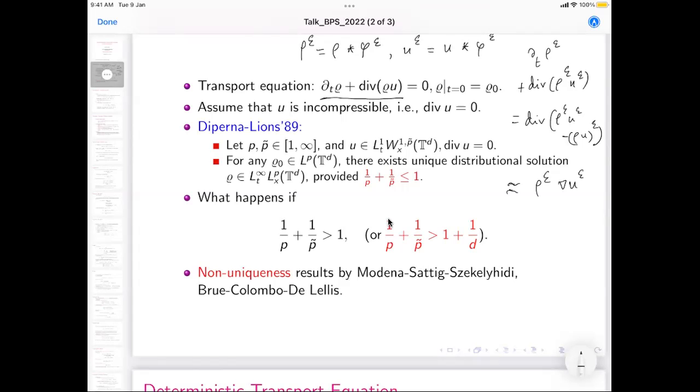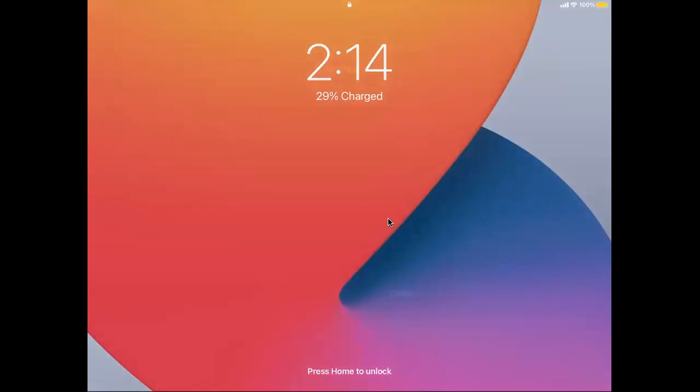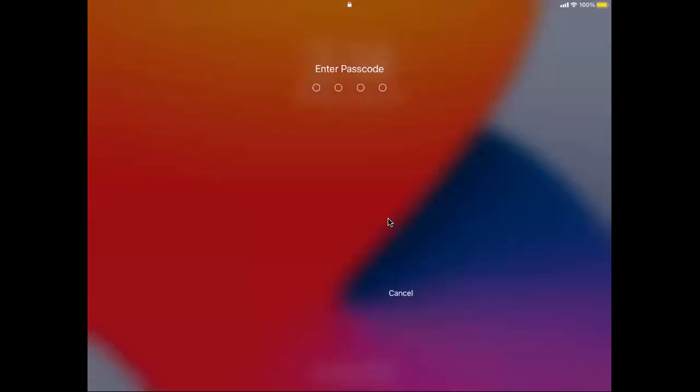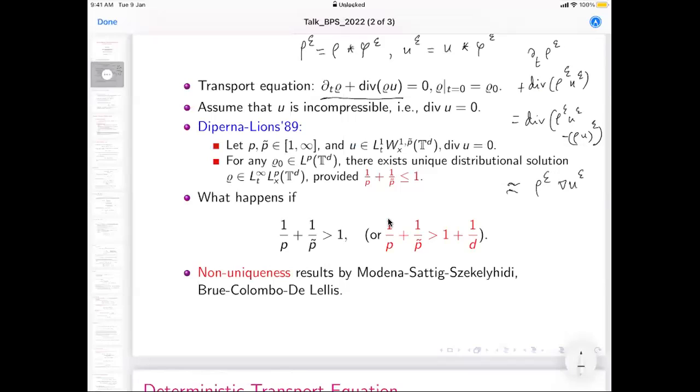So the existence goes through for any P and P tilde. Yes. For existence, you don't need, for example, W^{1,P tilde} regularity, because you just want to make sense of the product. That's all. So if you give me u in L^{P prime}, I will be happy to do so. So that's not interesting.